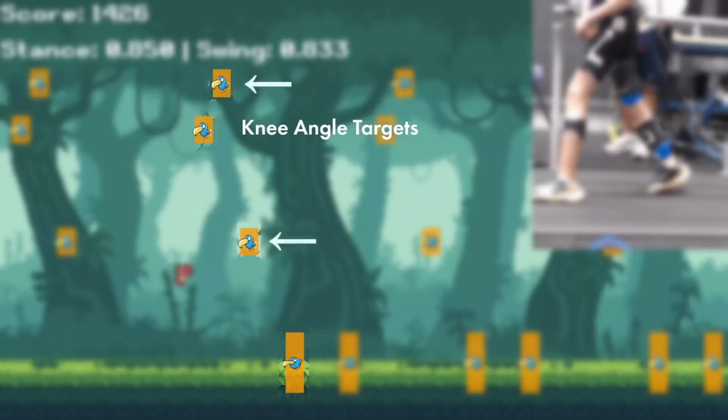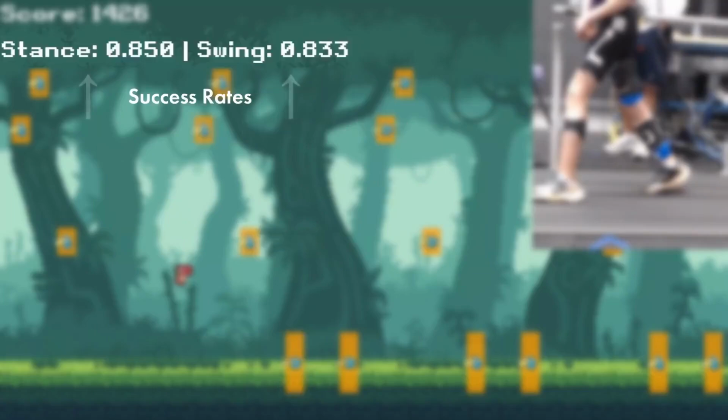The targets themselves, the little yellow boxes with birds, show the desired kinematic trajectory, and if they hit the box, they get a point. The size and position of these targets are adjusted by the optimizer during the experiment. The success rate is independently tracked for stance phase and swing phase, and the parameters are optimized independently for both.